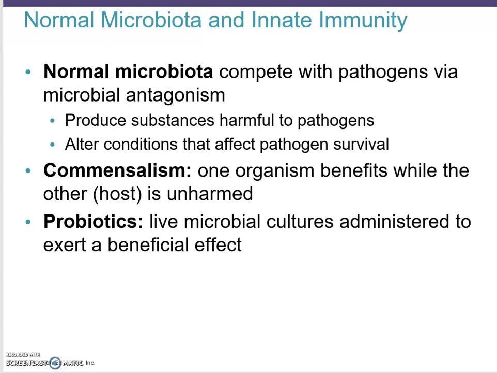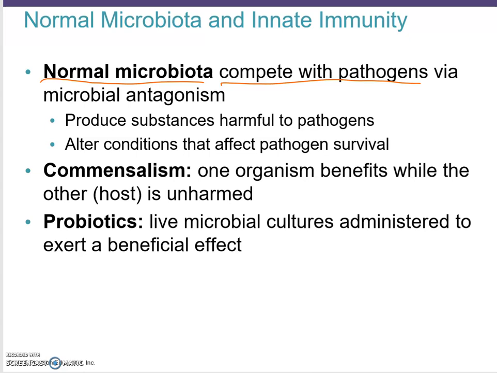Your normal microbiota and your immune system have a very good relationship, and it helps your immune system to really know what's dangerous and what's not dangerous. So your normal microbiota is very important. It competes with pathogens, stuff that would be dangerous for you, via microbial antagonism. Sometimes they can produce substances that are harmful to pathogens, and they alter conditions that affect pathogen survival. So they're really occupying these growth niches that otherwise could potentially be occupied by something dangerous, a pathogen.